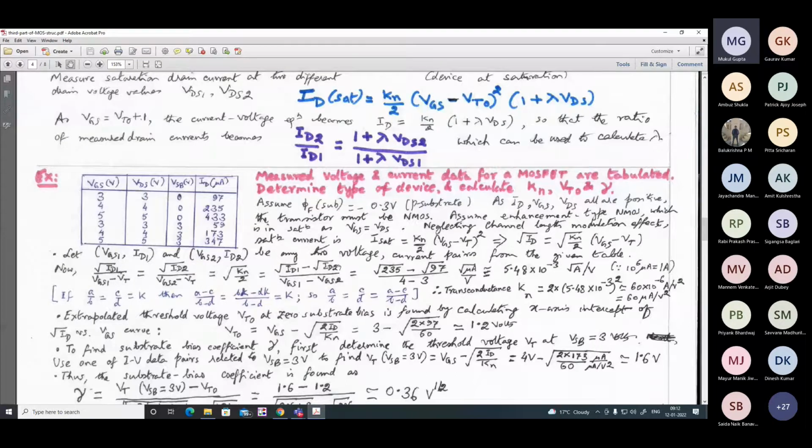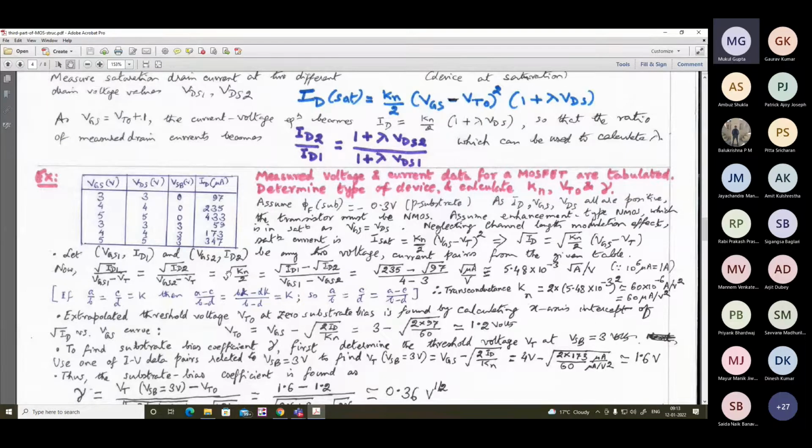For your benefit, I have written here: if A by B equal to C by D equal to some constant K, then A minus C by B minus D is also equal to K. That is your school days knowledge. You can apply it. So root over ID1 minus root over ID2 upon VGS1 minus VGS2. This provides us with a means to calculate the process transconductance.